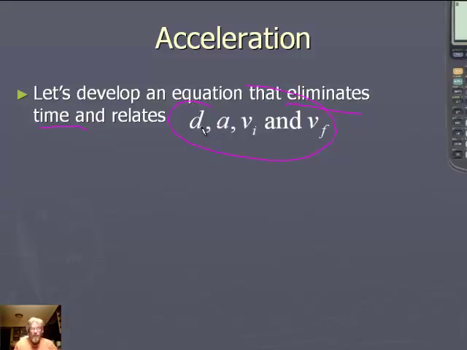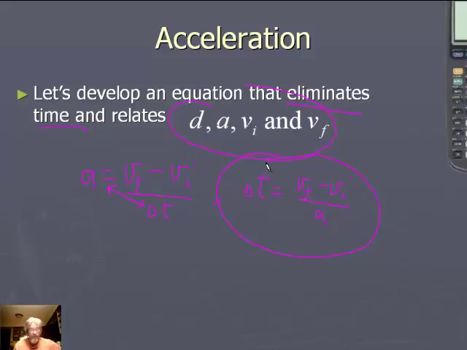Now, to eliminate time, we're going to need to solve for it in an equation that we already know. And that equation could very well be acceleration is final velocity minus initial velocity divided by delta t. If we solve this for delta t, here's what we get. Delta t is Vf minus Vi over A. So, starting from this point, knowing that delta t is Vf minus Vi over A, we're going to plug that into our standard equation that we just recently developed.